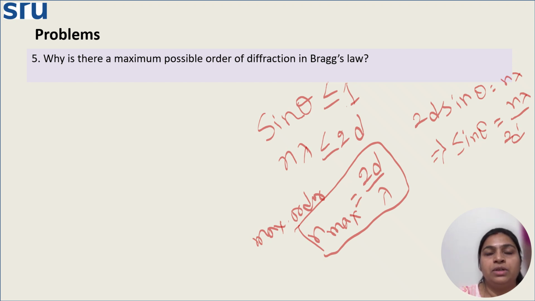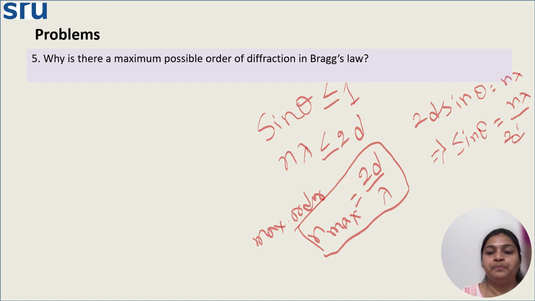With this we can also find the d value, and then we can go one step further. We know the interplanar spacing d is related to the lattice parameter, and then we can find its relation with the hkl values, the Miller indices that we have discussed in our earlier lecture.